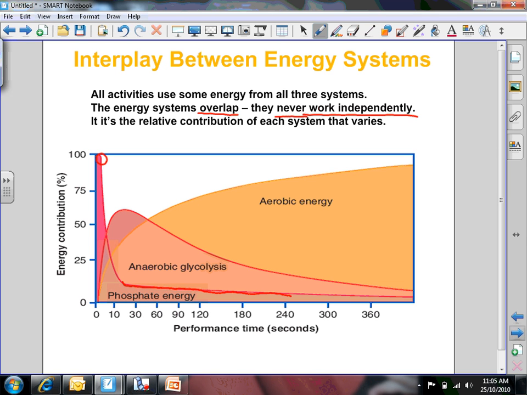The anaerobic glycolysis again takes over from the ATPPC system, and then you can see here, this is a better indication of the aerobic system taking over and looking at the long-term use of energy through aerobic glycolysis, which we've spoken about beforehand.